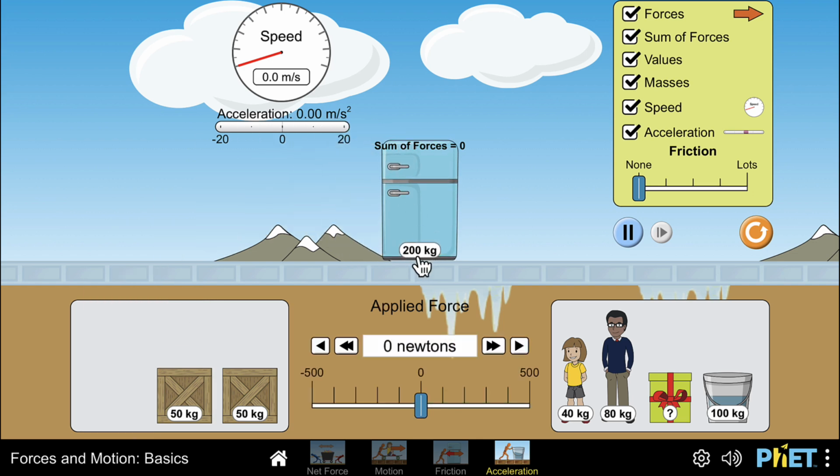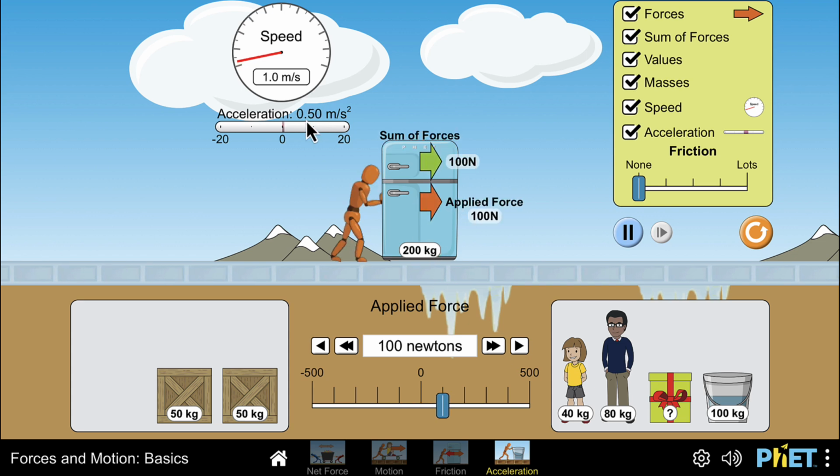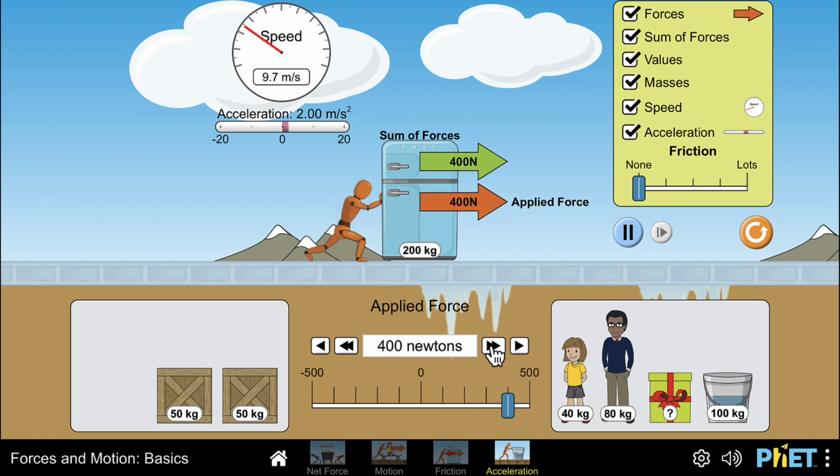Now what if I put this 200 kilograms? Can you tell me how much force I need to make 2 meters per second squared acceleration? If I make 100, I will only get 0.5, even though I'm making 100 newtons, but because the mass is so big, it doesn't accelerate that much. So I need to make 400 newtons, because 400 divided by 200, this is 2 meters per second squared acceleration.